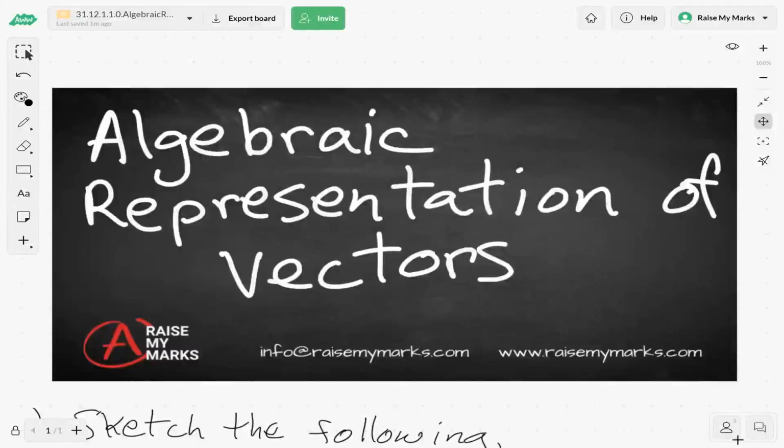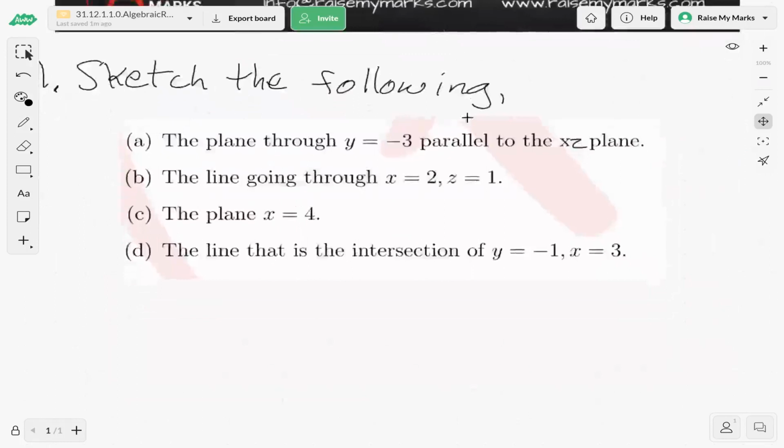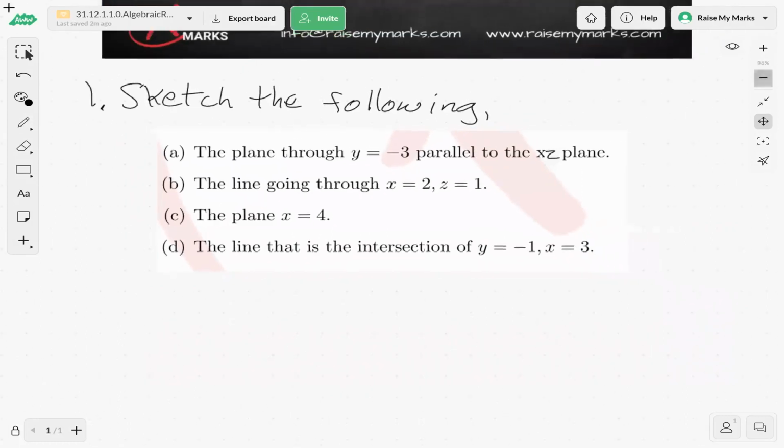Hello, today we're looking at the algebraic representation of vectors. Okay, so we're asked to sketch the following. That should be interesting. The first thing we're asked to sketch is the plane through y equals -3 parallel to the xz plane. All right, let's start with that.